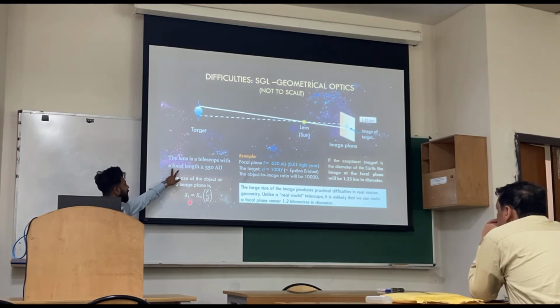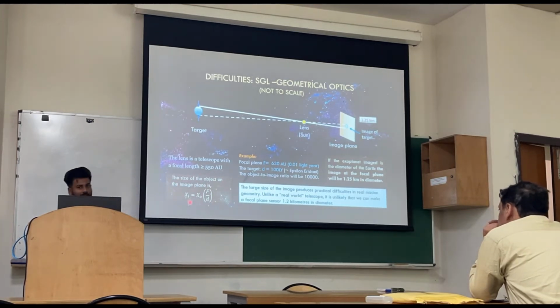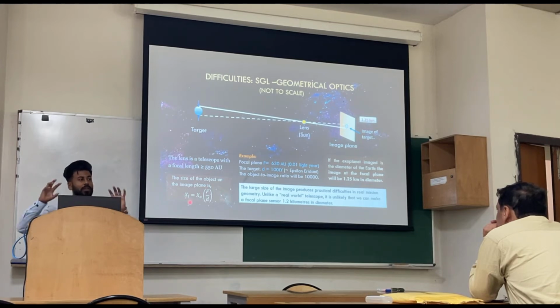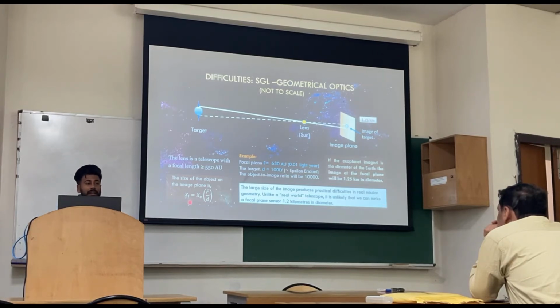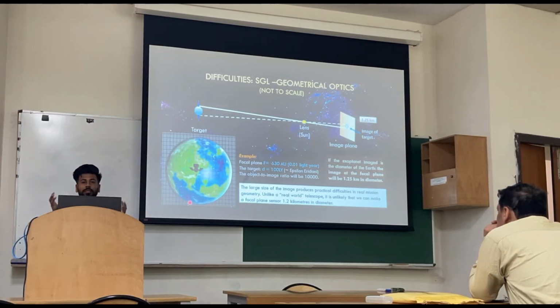So I got the minimum focal length of 550 astronomical units, which I forgot to tell you in the last slide. Using this, I calculated the image distance as 1.25 km. So if somehow I managed to send my telescope there, the image is still so large that my telescope is within the image. So now there is a difficulty: how would I capture the image?